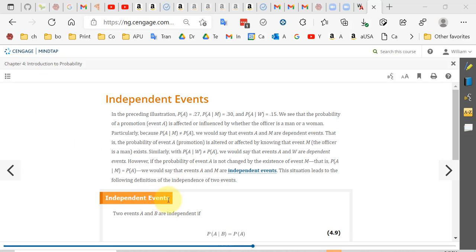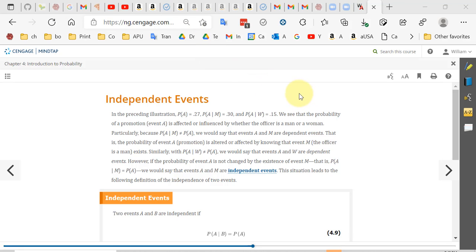So it seems natural to say that this would be a definition for independence, because A and B are independent if given B doesn't affect the probability of A. It's the same as just the plain probability of A. Or in this case, given that you're male, it doesn't affect whether you'll be promoted or not. But it does in this case. So they're not independent. So let's read on.